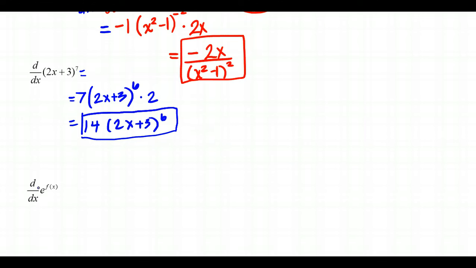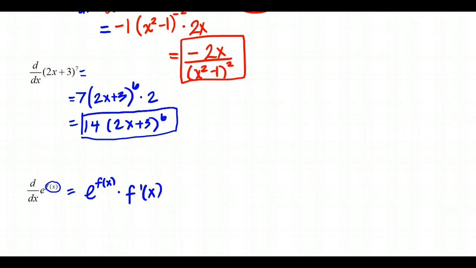And then here we have the derivative with respect to x of e to the f of x. So f of x is inside e to the x. So the derivative of e to the x is e to the x. But remember, we don't want to write e to the x, we want to leave the inside f of x alone. So it's e to the f of x times the derivative of the inside, and the derivative of f of x is f prime of x.